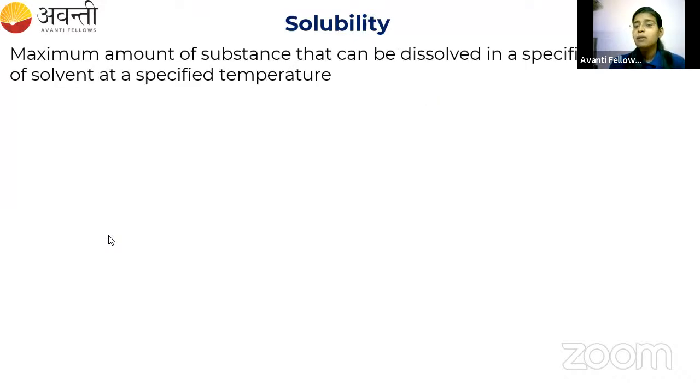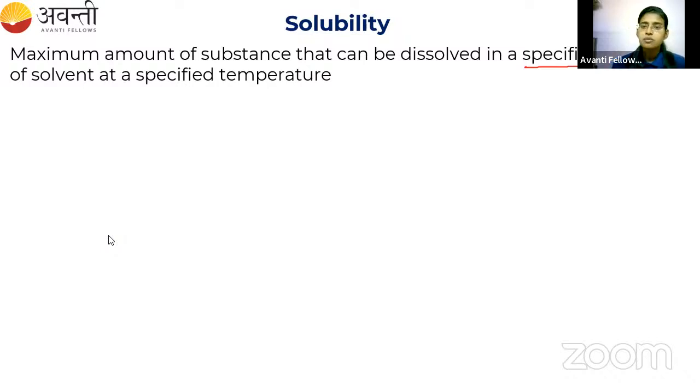Maximum amount of solute dissolved in a solvent. Harish is giving this definition. Very good, Harish. You are exactly correct. So solubility is the maximum amount of the substance that can be dissolved in a specified amount of solvent. We should have a specified amount of solvent at a specified temperature. That is called solubility.